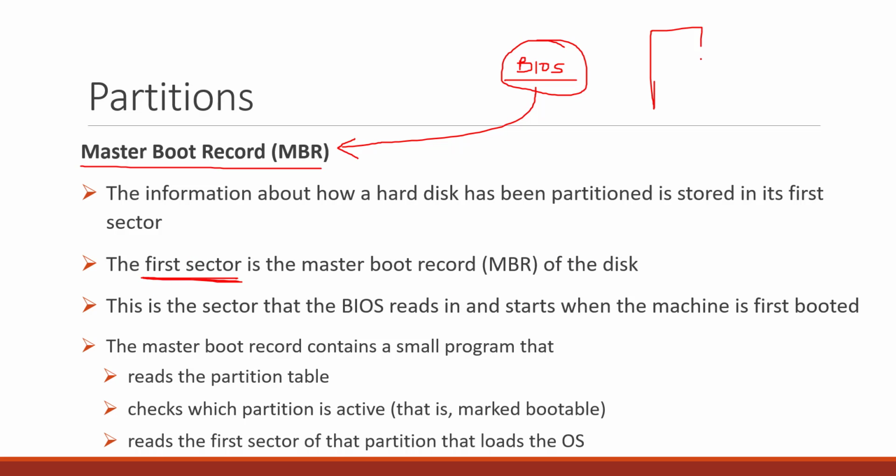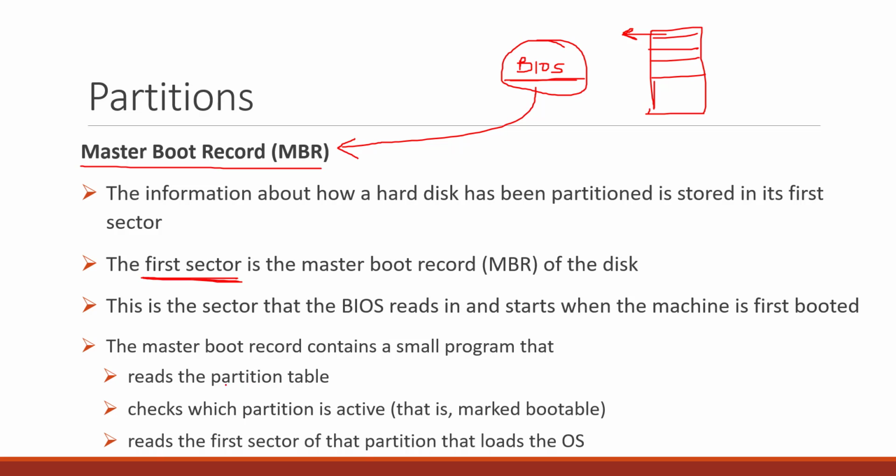Now there are different sectors on your hard drive. It's not memory, it's a hard drive. So this is going to be the first sector of your hard drive, which will be read by BIOS itself, and normally in this master boot record there is a small program. So the MBR, or master boot record, actually runs a very small program.